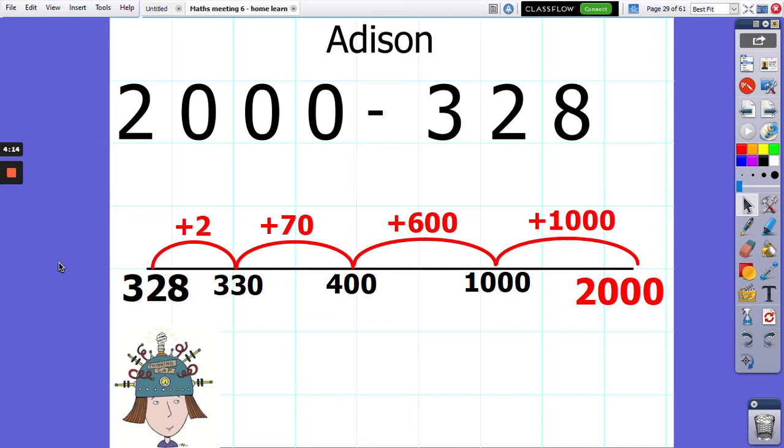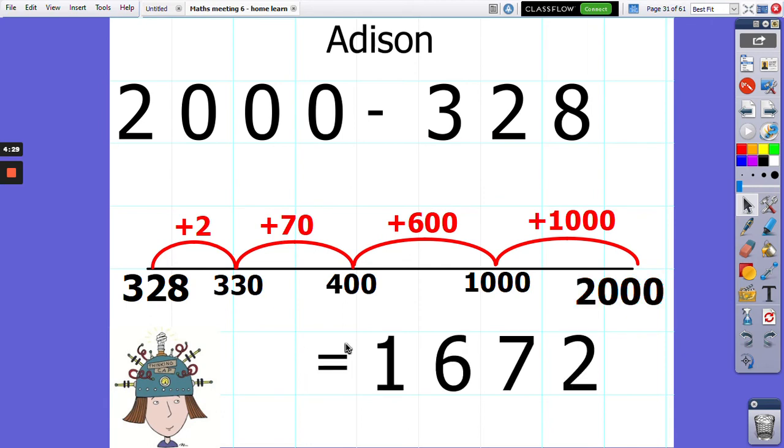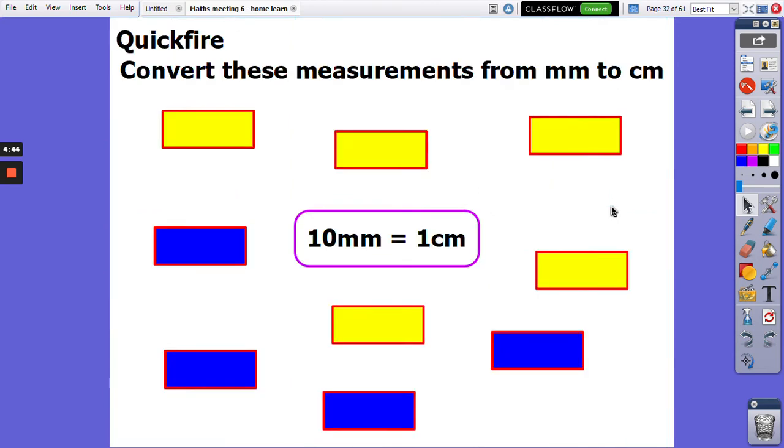But where's our answer? Remember, this is one part, this is the whole, and this is our other part. So we put all those bits together, and our answer is 1,672. If you got that, well done. And well done for trying the number line method as well. Okay, let's move on now.